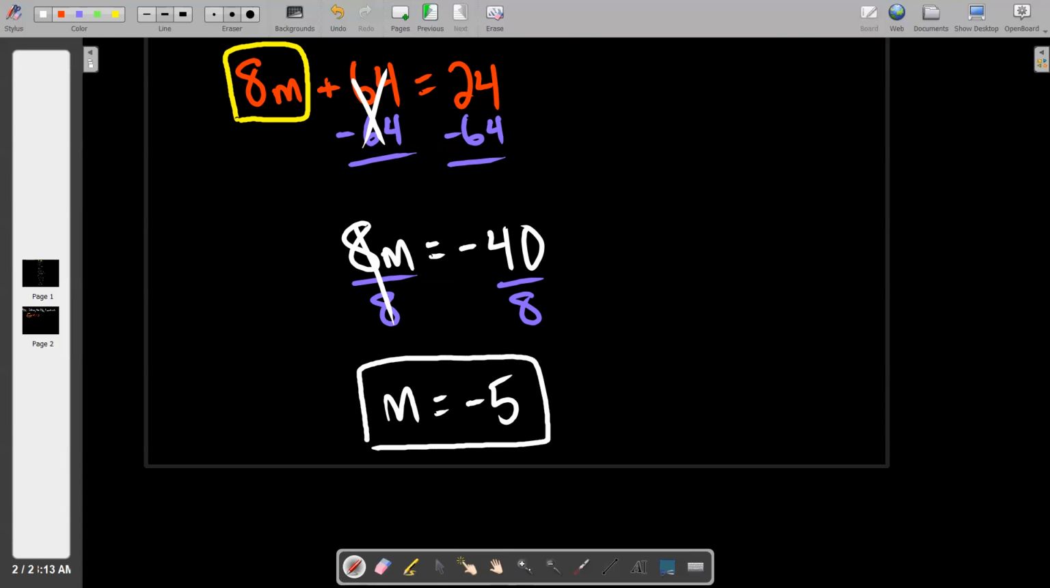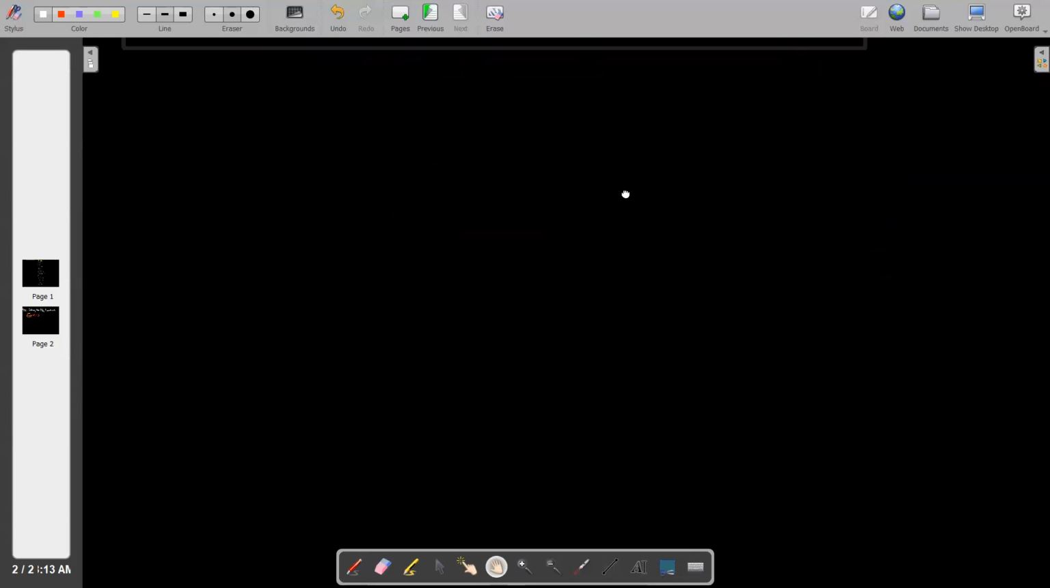That's okay. Any questions about that one? It's a pretty basic 2-stepper. Let's do another one that's kind of like that, but I'm going to trick it up just a little bit, but not a whole lot.